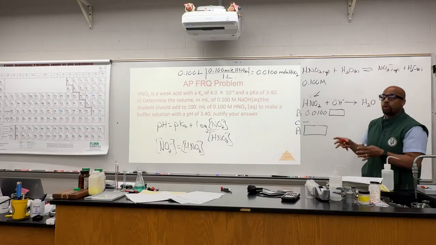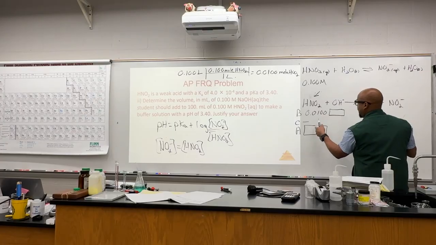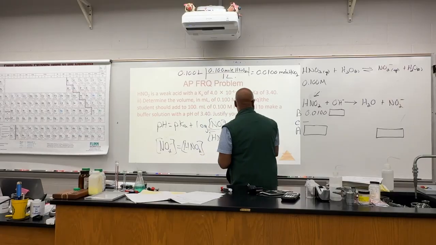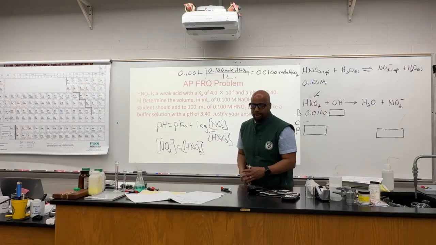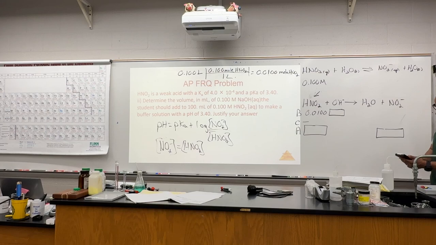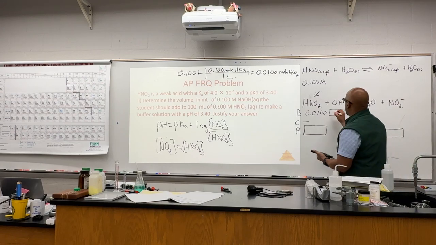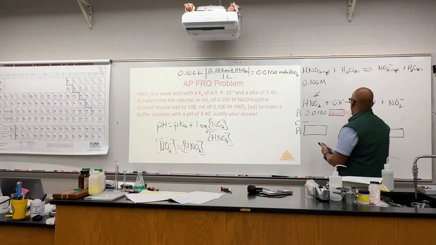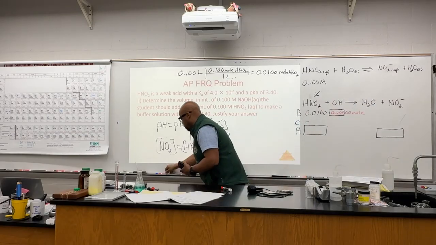If AP ever gives you a problem like this, they always set it up to where it's just going to be half the original value. I've never seen them give you any other way, because if they did give you different values, it would just make it a little bit more tricky. So I'm going to say, okay, we got 0.01 divided by 2. That means I need 0.00500 moles.